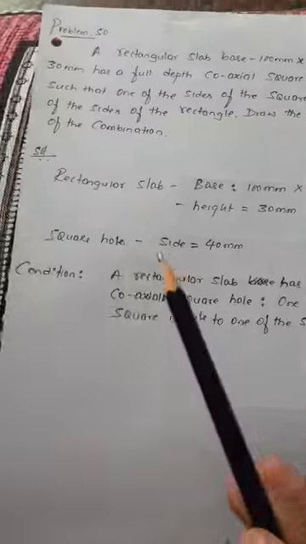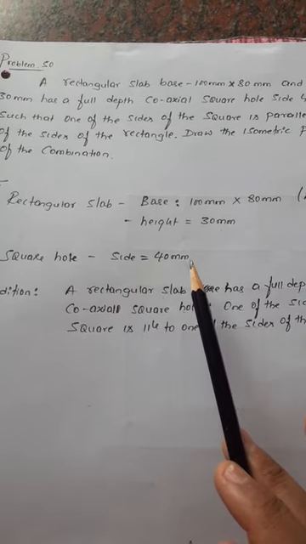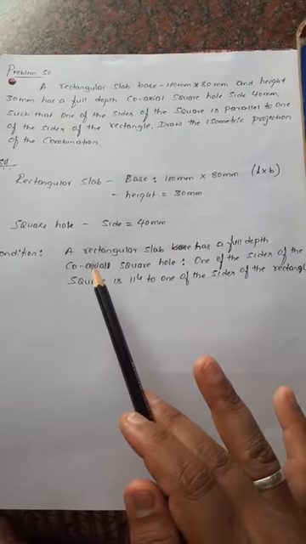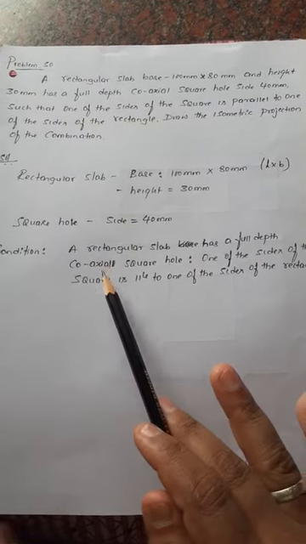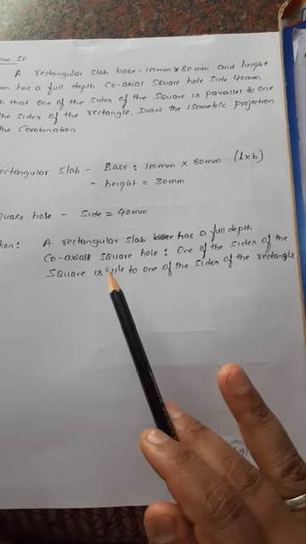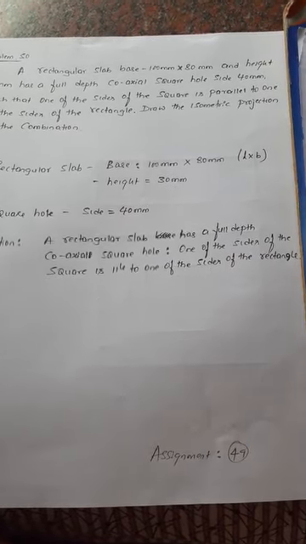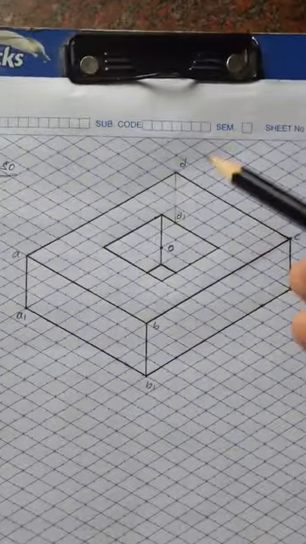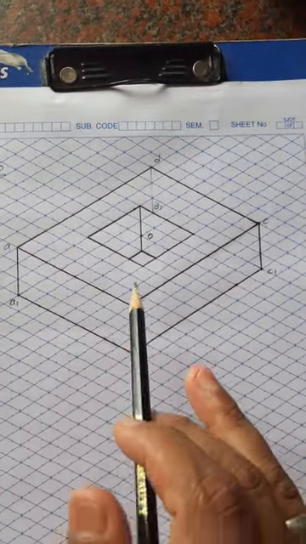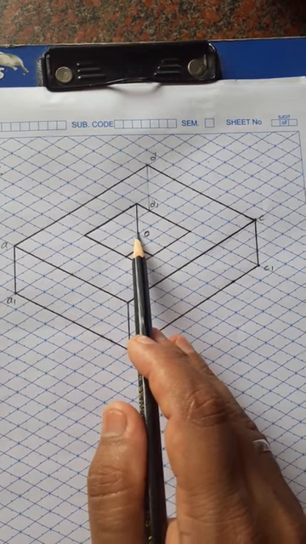After that, a square hole is given, side how much? 40 mm, and also a condition is given. This is a condition you have to fulfill. The rectangular slab has a full depth coaxial square hole. One of the sides of the square is parallel to one of the sides of the rectangle. Now see, first you mark the center of the top face of the rectangular slab. Now this is the center of the top face.